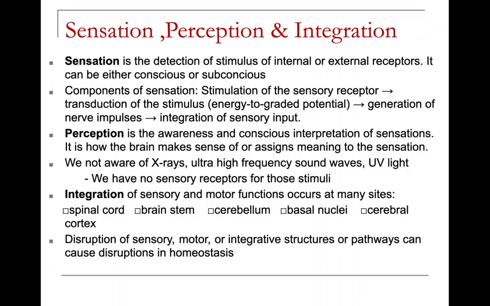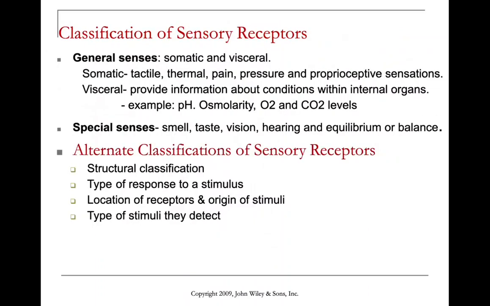So integration of the sensory and motor functions occurs in several places: the spinal cord, brainstem, cerebellum, basal nuclei, or the cerebral cortex. So if you have disruption of sensory, motor, or integrative structures or the pathways, you will disrupt homeostasis. So we have general senses and special senses. Within the general senses, you can have somatic or visceral. Somatic are going to be to most of the body. Visceral is going to be within the internal organs. So somatic senses: tactile or touch, thermal, pain, pressure, and proprioceptive, knowing where your body parts are in space. Visceral will let you know things like the pH, osmolarity, oxygen and carbon dioxide levels. So things you're not consciously aware of, it's going to take care of that and regulate it for you. Then your special senses, you have a special sensory organ for them: smell, taste, vision, hearing, equilibrium, and balance.